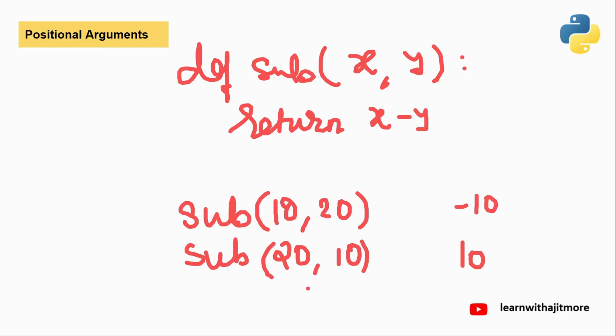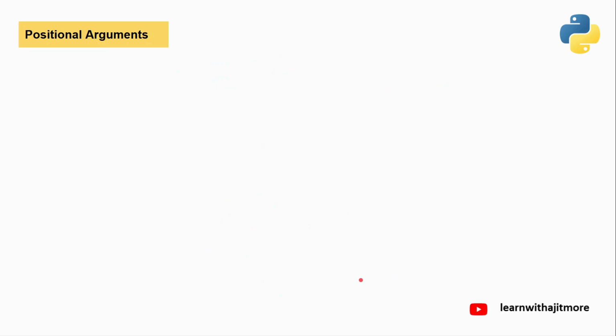If you pass less, then also it will give an error. If you pass more, it will say expected 2, but 3 were given. And if you give less, it will say missing value for the positional parameter. Like if you give only 20 and don't give 10, it will say missing value for positional parameter Y. So in both cases, an error is going to come. That is the speciality of positional.